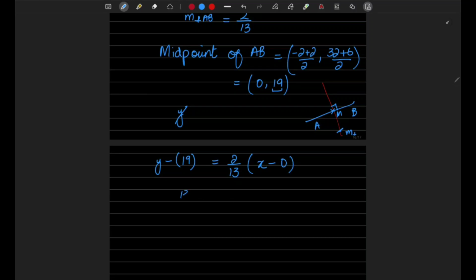So it will become 13 times y minus 19 equals 2x. And then we will have 2x minus 13y plus 13 times 19, which is 247, equals 0. Okay, so this is the equation of the perpendicular bisector.